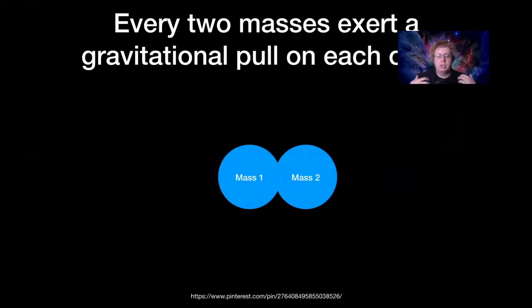Gravity is pulling us together, myself and the computer. You and I, no matter where you're watching this from, exert a gravitational pull on each other too. And gravity is trying to pull me to collide with you from behind your computer. Every two masses in the universe do this to each other.